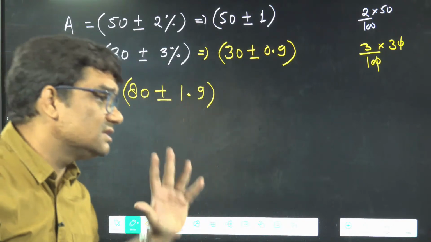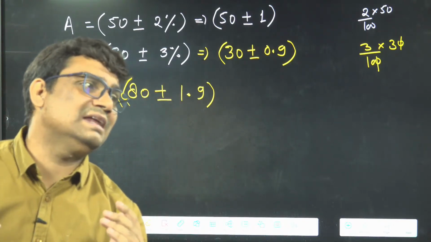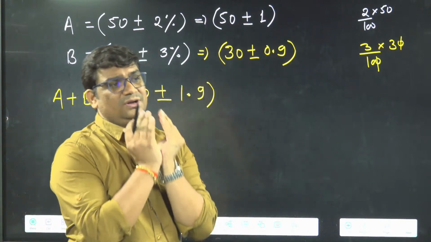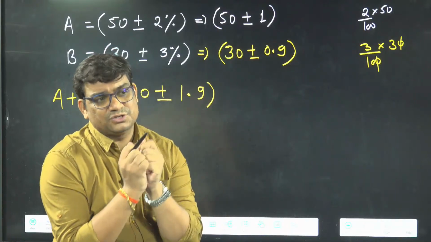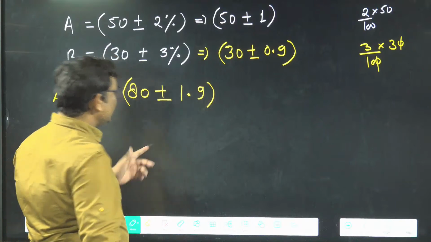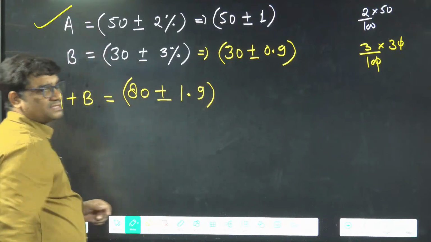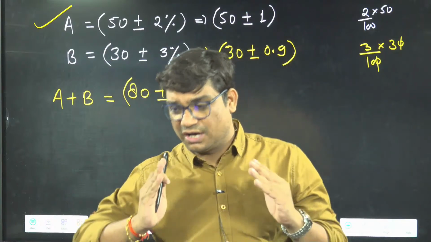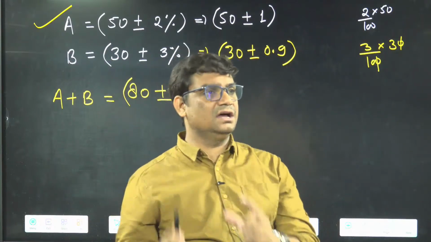If I ask for subtraction, this result will be 20 plus minus 1.9. What do we have to find? Absolute error we have to find, then only we will proceed with the question. Listen, the question they give in terms of percentage, so the answer also they will ask in terms of percentage. They have given in percentage, they are going to ask in percentage.